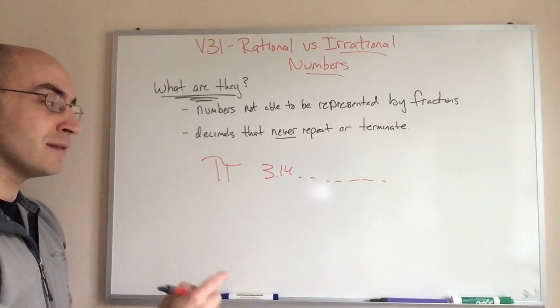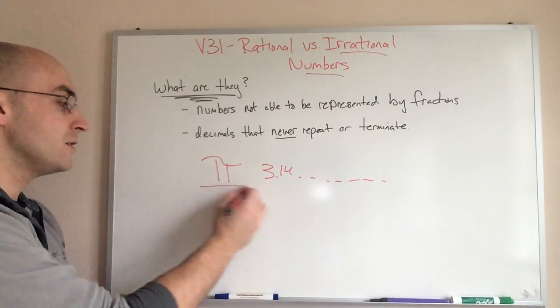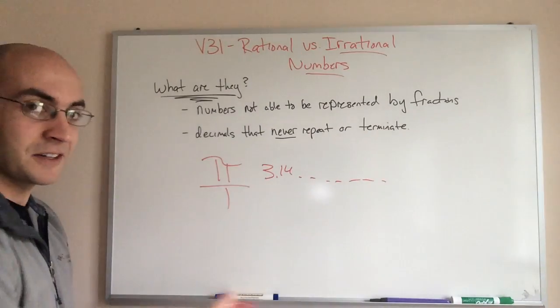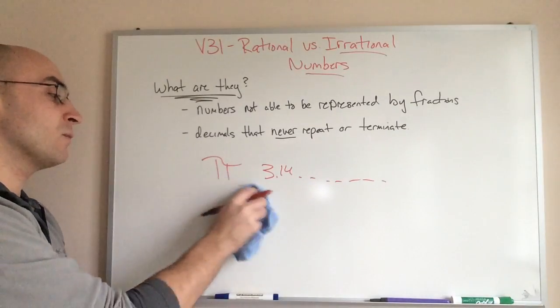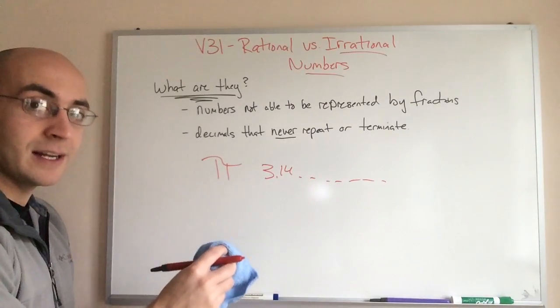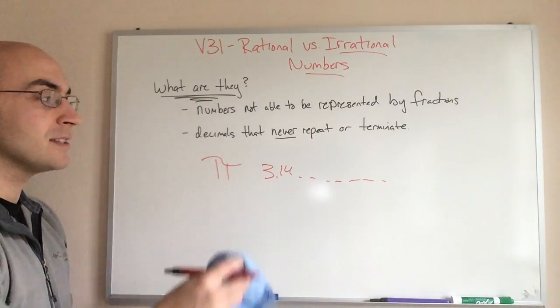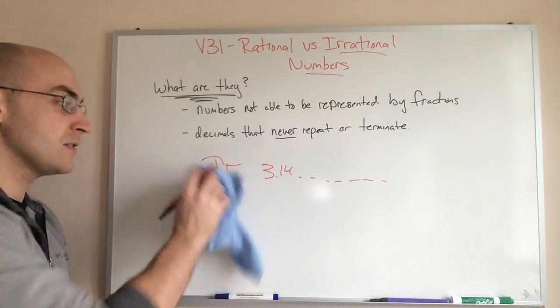That is an irrational number because I cannot represent this by a fraction. Don't do this. That is not a fraction. That doesn't work. It only works with rational numbers. This is an irrational number. It's the one you should always remember because it's weird. It goes on forever and never ends.